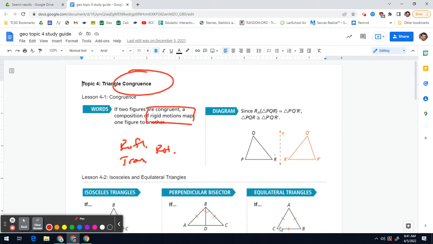So in these two triangles, PQR and P'Q'R', angle P and P' are congruent, angle Q and Q' are congruent, angle R and R' are congruent. You also know that the three side lengths are congruent. So segment PQ and segment P'Q' are congruent, segment QR and segment Q'R' are congruent, and segment PR and segment P'R' are congruent.